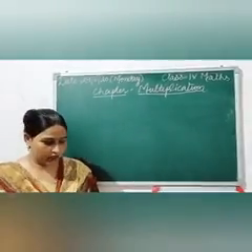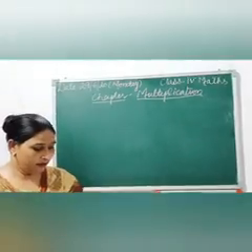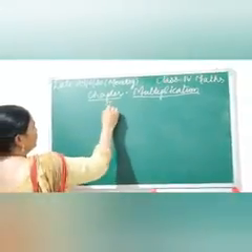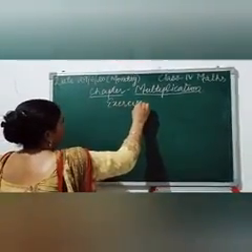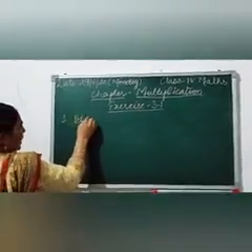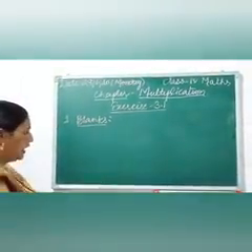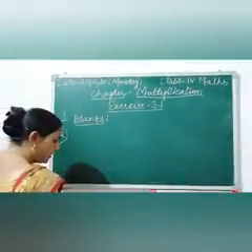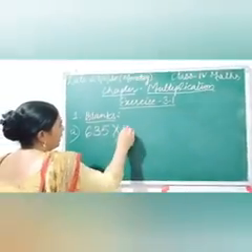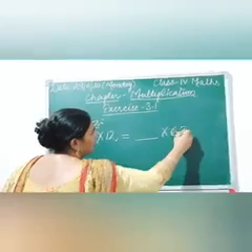Now we start. Firstly, I am telling you about exercise 3.1. In this exercise, the first sum is fill in the blanks. The first part, A part, is 35 multiplied by 12 is equal to dash multiplied by 635.